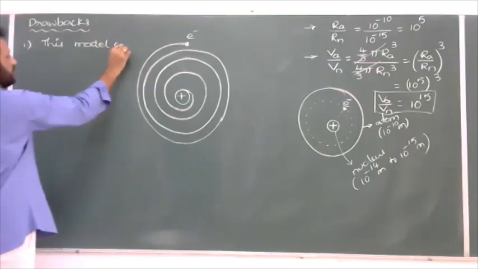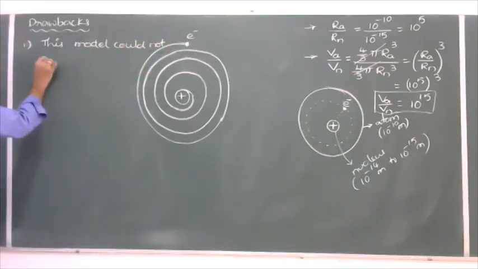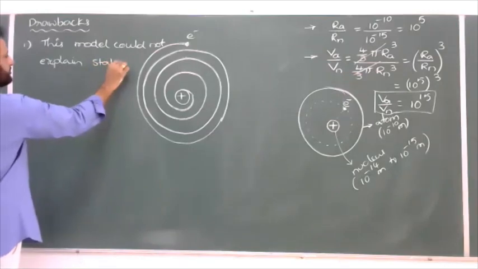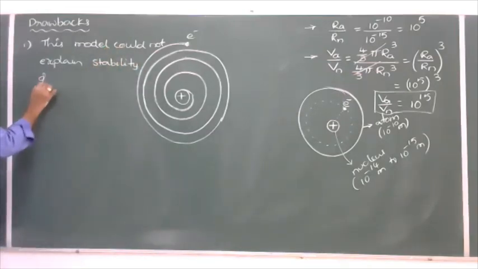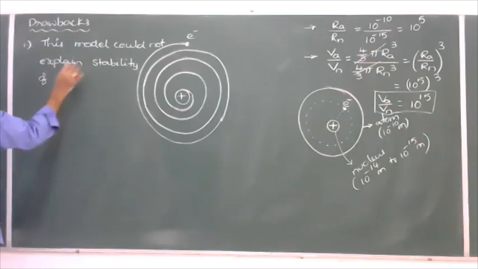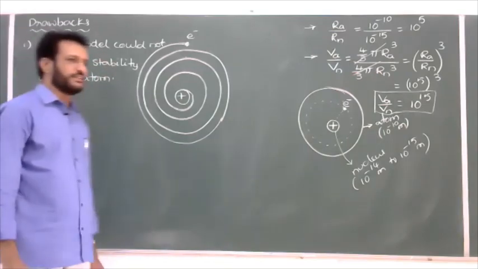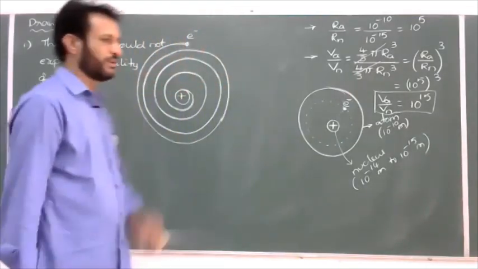This model could not explain the stability of the atom. Sometimes in theory questions it may be asked: what is a major drawback? The stability of the atom. Rutherford's model could not account for or was unable to explain the stability of the atom. That is one drawback.